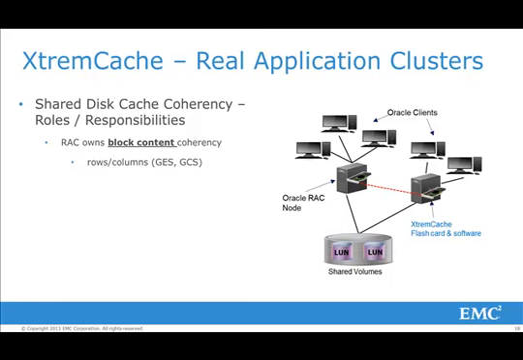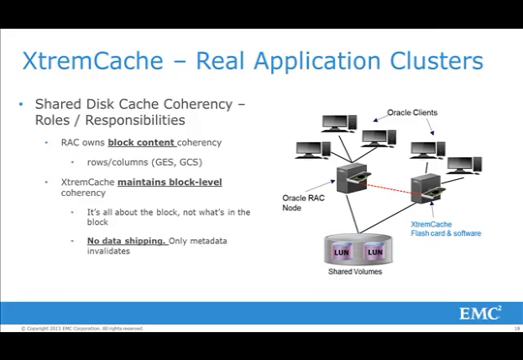So RAC owns block content coherency, the difficult work. Now, on the other hand, XtremCache maintains block level coherency. So what do I mean by that? Well, to XtremCache, it's all about the block, not what's in the block. XtremCache doesn't care what's in blocks. XtremCache cares about state changes of a block.